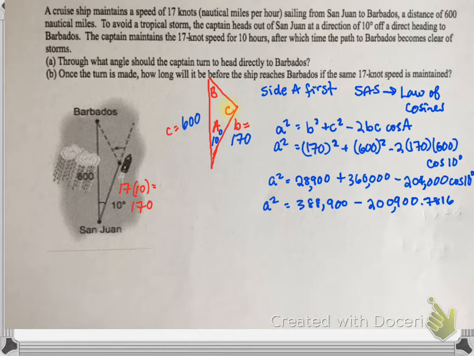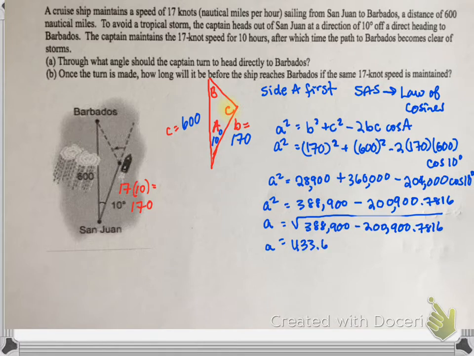Okay, so to do the same trick, take the square root of that. And I get A is equal to 433.6, which I'm going to round to the nearest mile, which is 434 miles. Okay, so we know the distance from the ship to Barbados. So we know what that is. Now that I have side A, I can put that up here, 434.